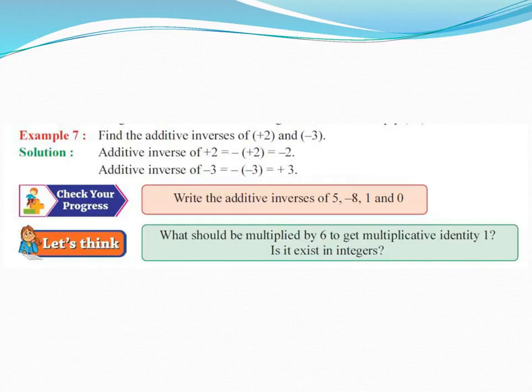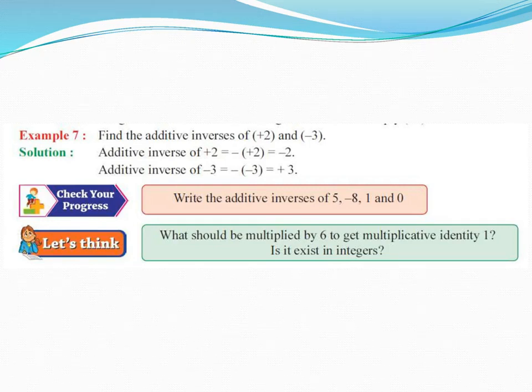And also we write the additive inverse of minus 3. The given integer is negative, so we take the same integer with the opposite sign, that is plus. So plus 3 is the additive inverse of the given integer minus 3. So here plus 2 and minus 2 are additive inverses of each other, and also minus 3 and plus 3 are additive inverses of each other.